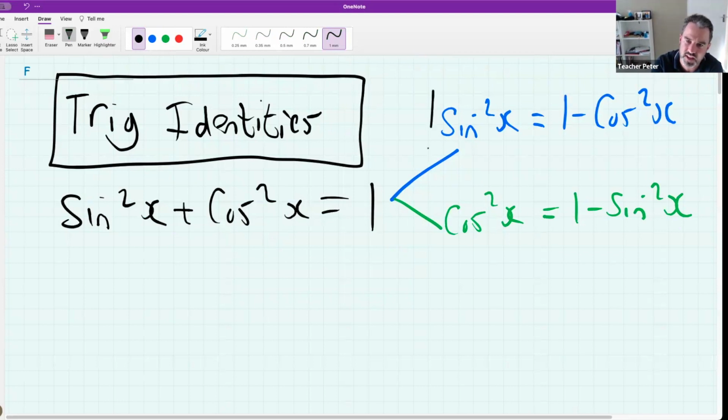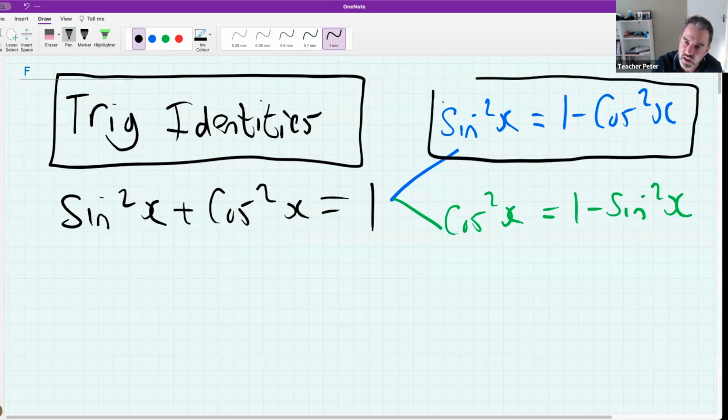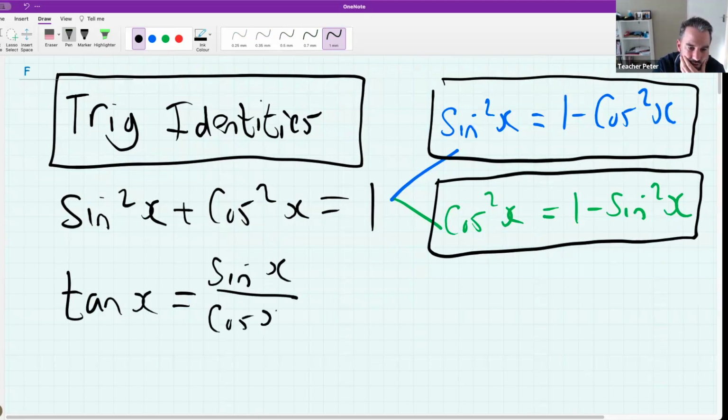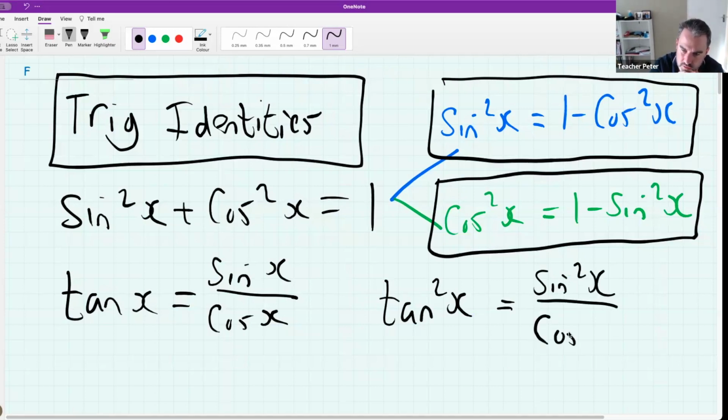While we're doing today's work, we always have to keep an eye out for these patterns where we can substitute different values for things. The other one that we learned about a lot in the previous lesson was that tan x is the same as sine x over cos x. Or if they say tan squared x equals, then you can rewrite that as sine squared x over cos squared x. Give me a thumbs up if those all look familiar to you.